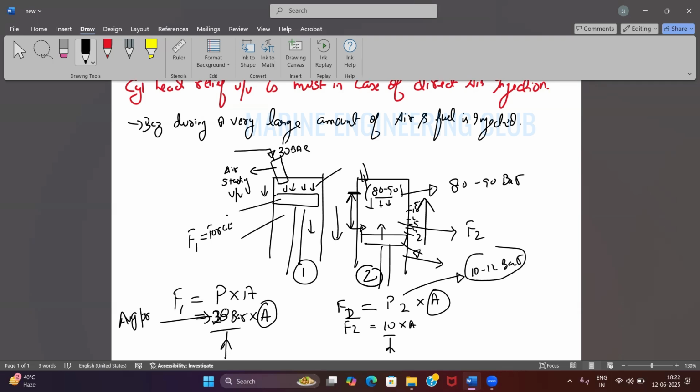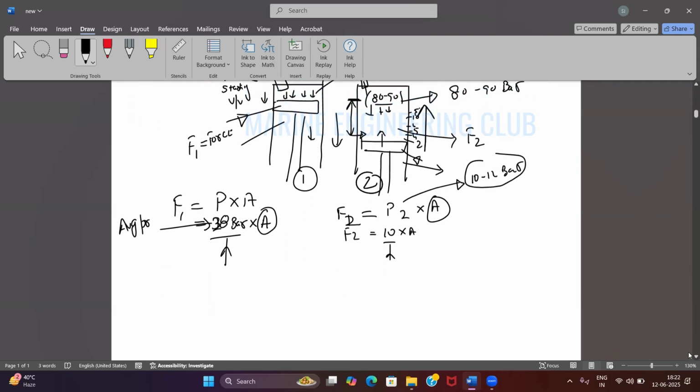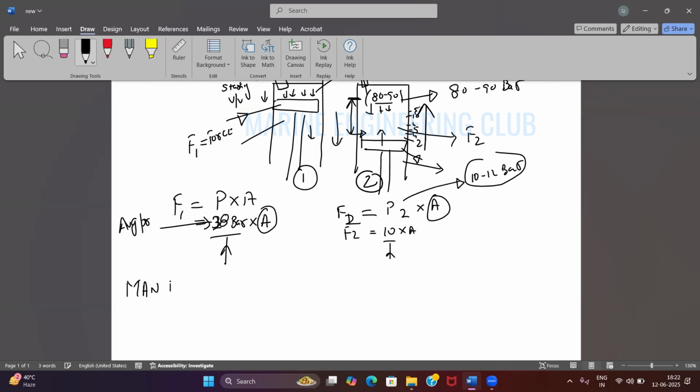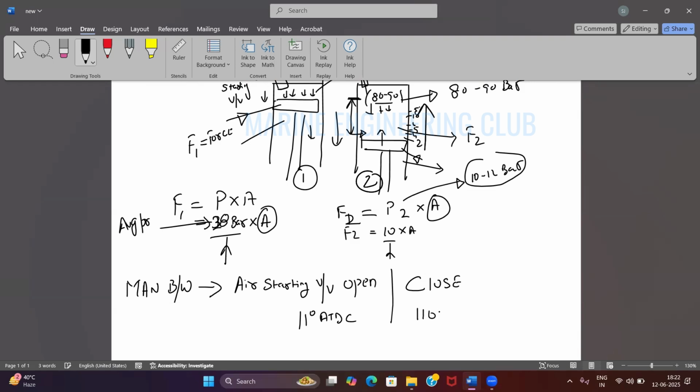So I have to take a mean value. Here I don't have to take a mean value because it is injected almost at TDC, isn't it? Actually, a little bit after TDC. So in MAN B&W the air starting valve opens around 10 to 11 degrees after TDC and closes 110 degrees after TDC.